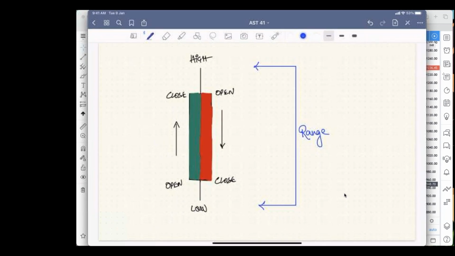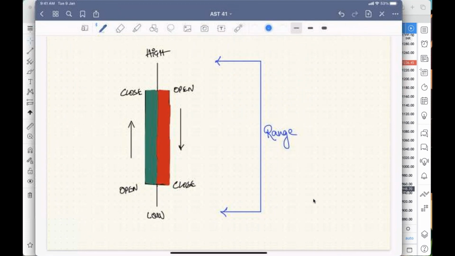Next, the open or the close, whichever is higher or lower. If you look at this difference, this we will call the body. This cylindrical part is the body. Body is the difference between the close and the open, either positive or negative. The body of the candlestick.